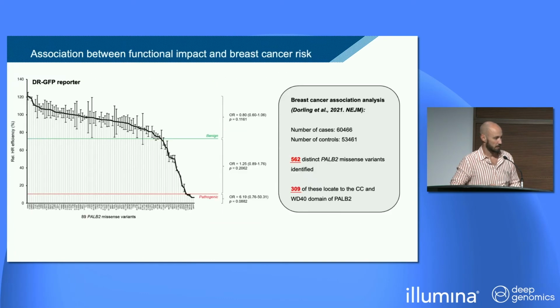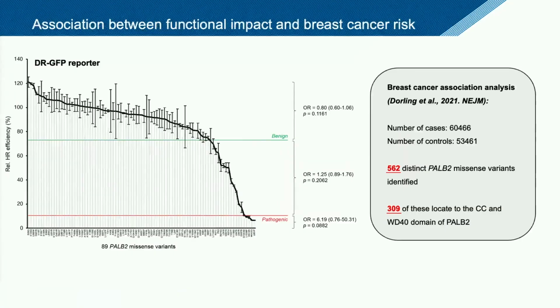So in the last slide, I want to try and associate our functional results also with breast cancer risk, which we can do on the basis of this study from the Breast Cancer Association Consortium that was published last year. They sequenced a large number of cases and controls, and they identified more than 500 distinct PALB2 missense variants. For 89 of those, we actually performed DR-GFP assays. In the graph, you see 2 thresholds. The green one is based on several likely benign missense variants that we tested, and the pathogenic threshold is based on 12 truncating variants that we tested.